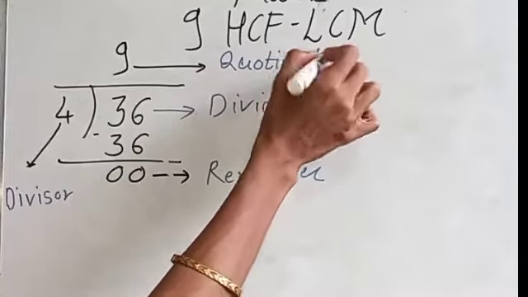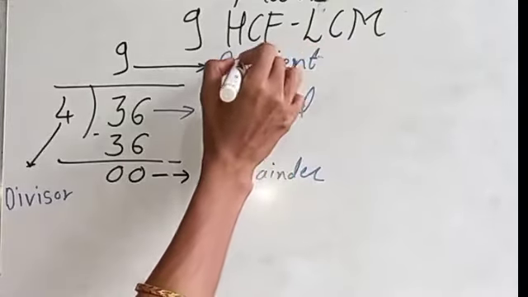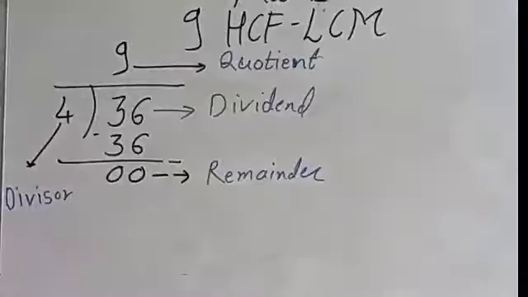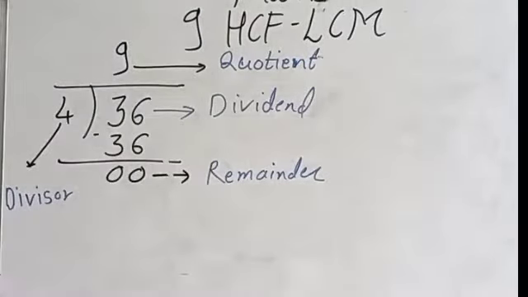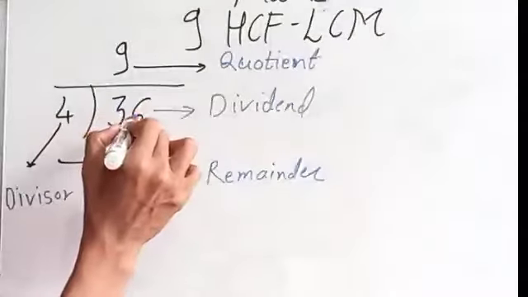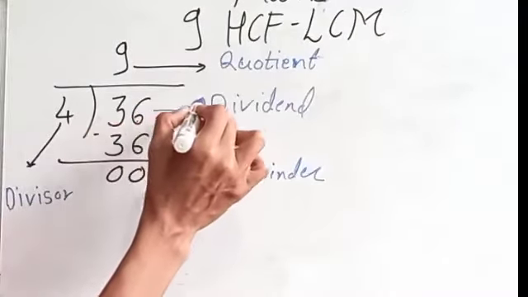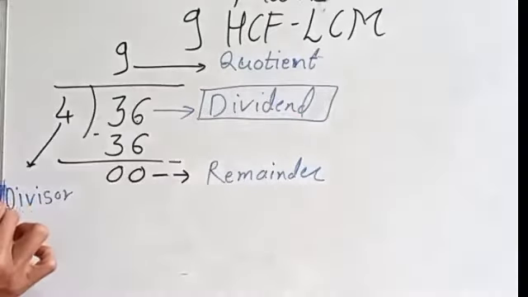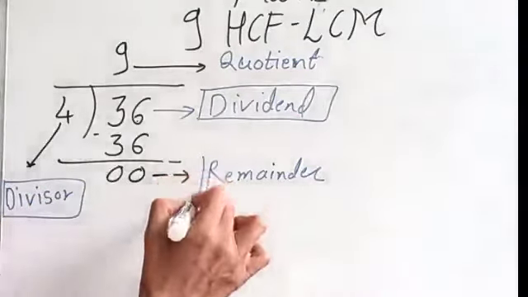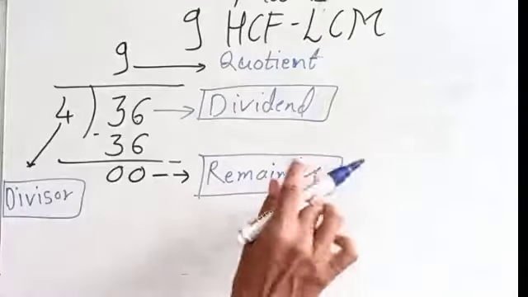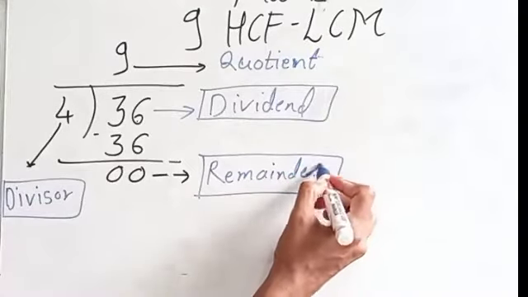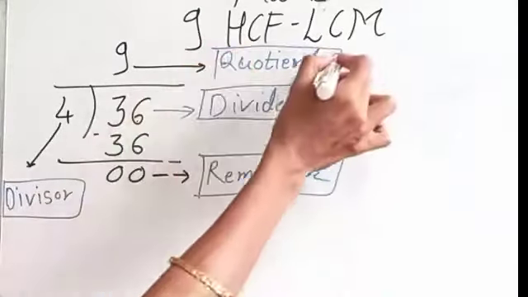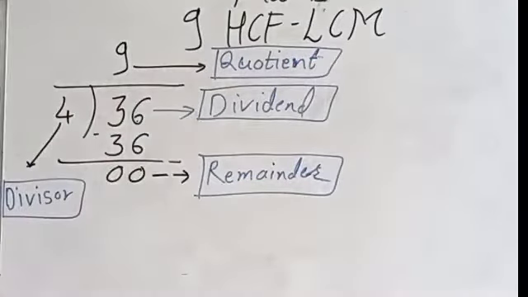See, these terms are very important here. So, you have to remember all the terms. This is the dividend. This 4 is known as divisor. This last one is the remainder. And then this one is the quotient. Okay. So, you have to write this division in your notebook this way.